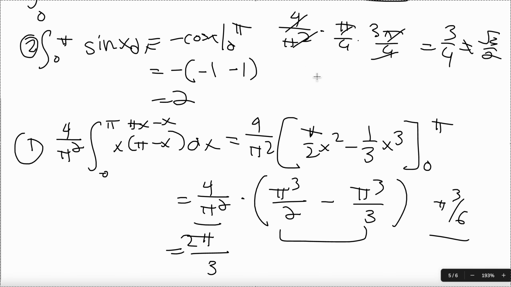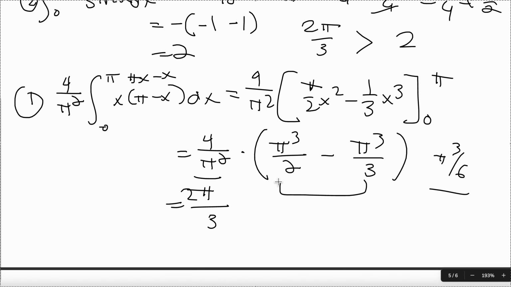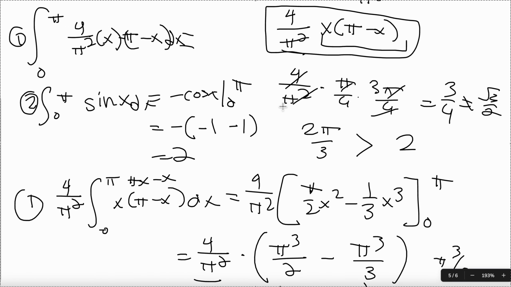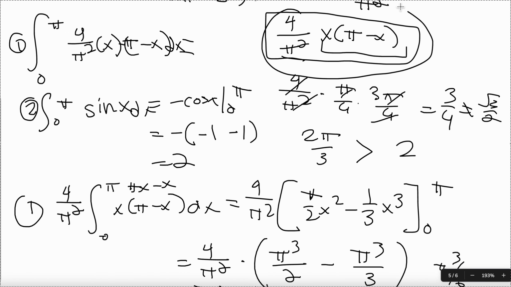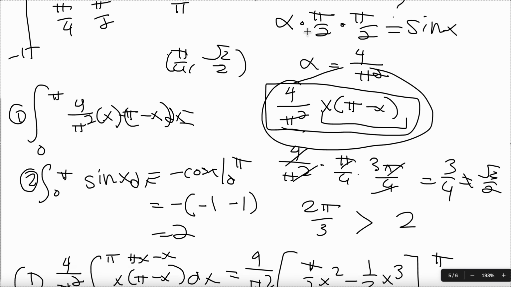So we have 2 pi over 3, and is it greater than or less than 2? Pi is slightly greater than 3, and so since pi is greater than 3, 2 pi is going to be greater than 6, and so 2 pi over 3 is going to be greater than 6 over 3. So basically using this logic, I found that our function here is actually greater than the sine function.